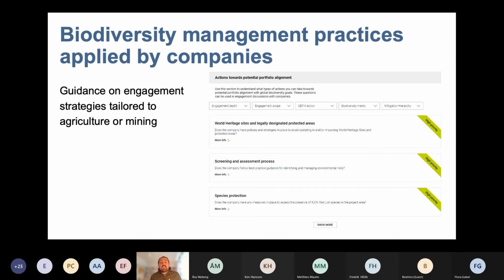As I mentioned before, it's really challenging to explicitly assess alignment for individual assets and companies, because we lack the specific biodiversity management information that's really key. So the tool therefore focuses on providing guidance on actions that financial institutions can take to work towards alignment. We provide a list of questions that can be asked in engagement discussions with companies, and which, if correctly implemented, will help ensure companies are contributing to global goals around ecological integrity and species extinction risk.